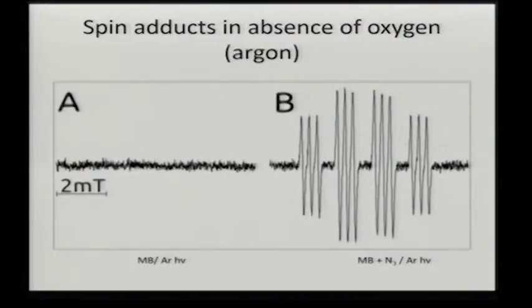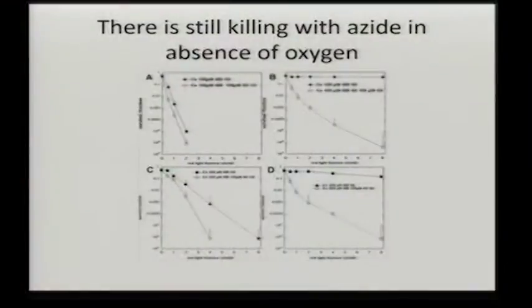However, this put the spanner in the works. You got the same spin splitting in the absence of oxygen. In the absence of oxygen, you cannot get hydroxyl radicals, right? So something else is going on. There's actually still some killing of bacteria with azide in the absence of oxygen.